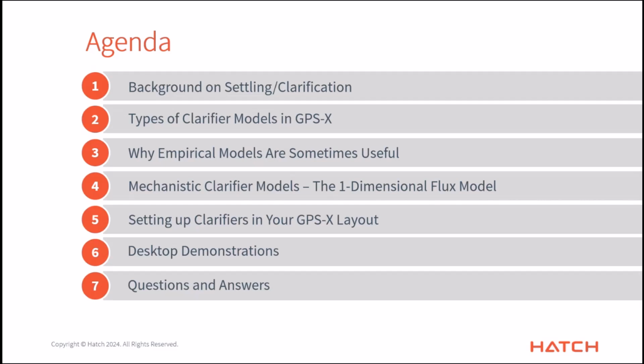As part of that, we'll talk about why the simple empirical models are sometimes useful, and then sometimes you want to have that more powerful predictive stuff as well, which is our mechanistic clarifier model, the one-dimensional flux model. So we will talk about that in detail. And as always, when I'm talking about individual unit process models in GPSX, I want to be able to show you the most important things that you need to know to set that up and get it running in your layout and calibrate it.